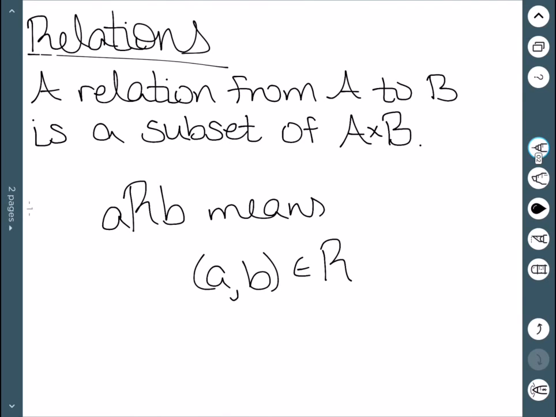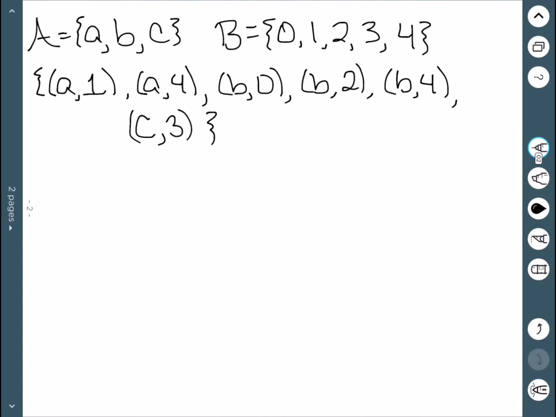The main point here is the first coordinate of our ordered pair needs to come from A, and the second coordinate needs to come from B. We'll look at a couple of these and different ways we can represent them. Here I have a set {a, b, c} and then a second set {0, 1, 2, 3, 4}. And we have a list of ordered pairs that belong to our relation. It's not all ordered pairs that can be formed, it's just a subset of them, and that's all that matters.